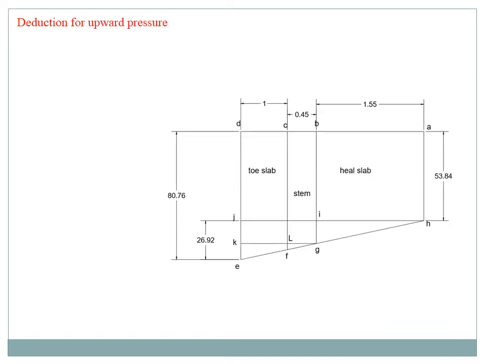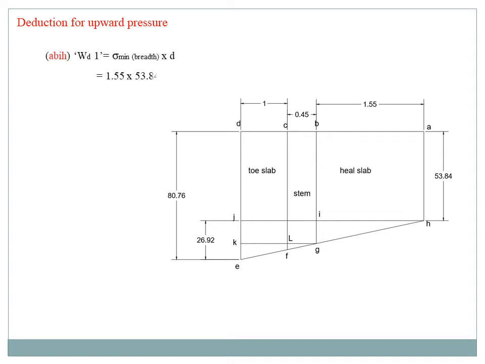Next, the reduction for upward pressure. See the diagram, this is the retaining wall top view. See the toe slab, stem portion and heel slab. Now we design the heel slab only. See the shape of that: we have a rectangular shape and a triangular shape, so we can easily find the load and moment positions.